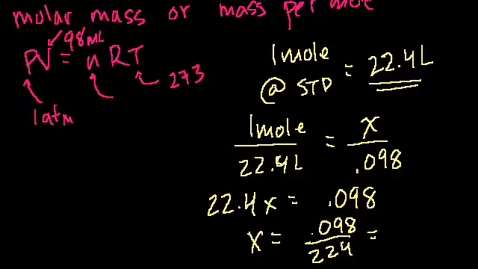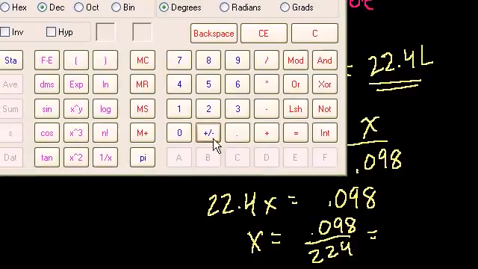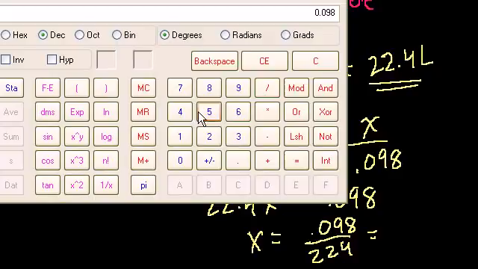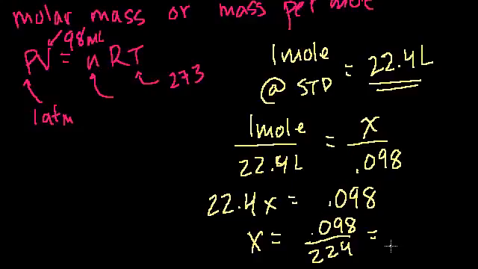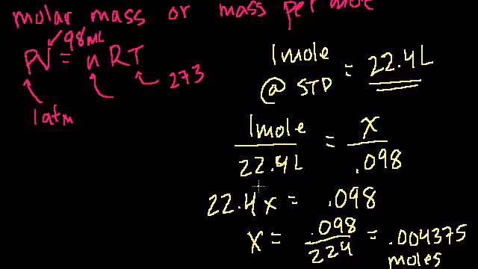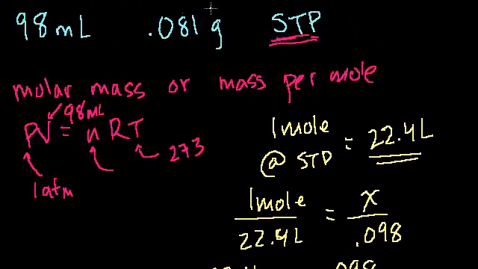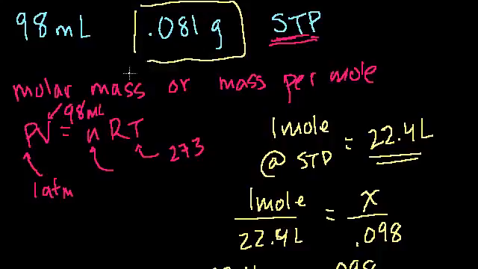And this, of course, is in moles, right? So 0.098 divided by 22.4 is equal to 0.004375. 0.004375 moles. And they're telling us that this amount weighs, or has a mass of 0.081 grams, right?